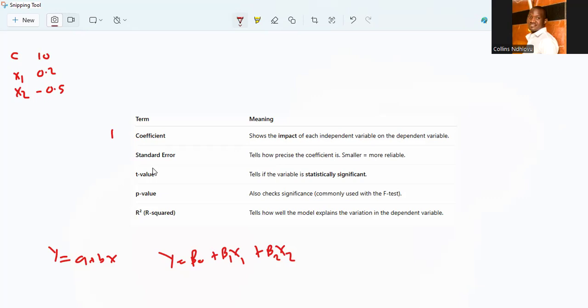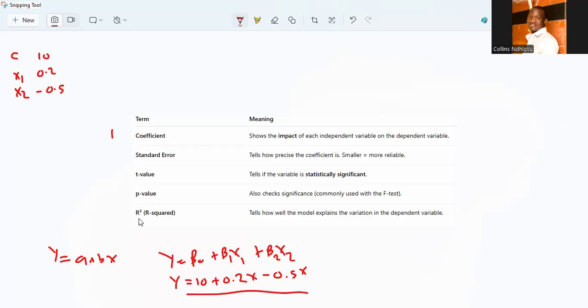Using this formula, in the regression table, the constant is the value that doesn't have a letter. It's the one that measures the impact of the independent variable. So the regression equation based on this one is 10 plus 0.2 x1 minus 0.5 x2. We're just using these variables here to come up with the regression equation. This one is a constant which measures the impact of each independent variable on the dependent variable.